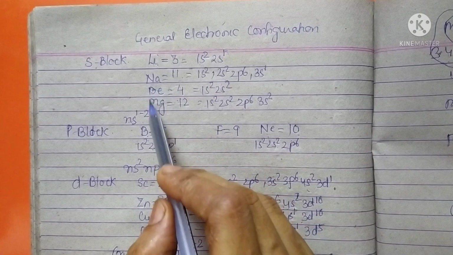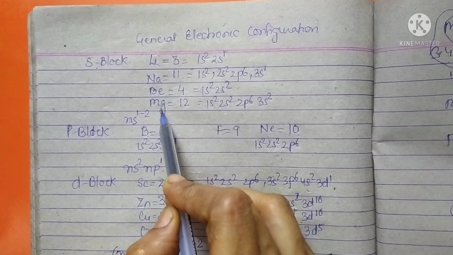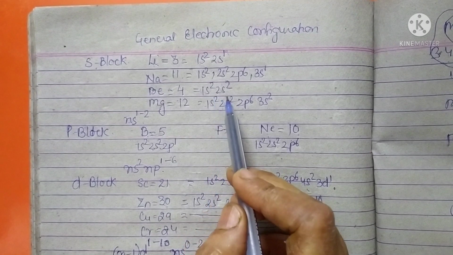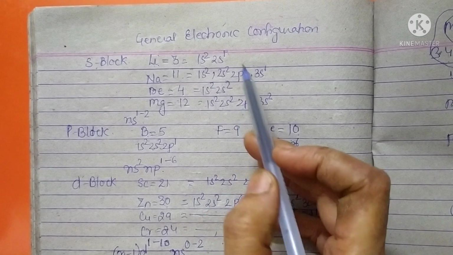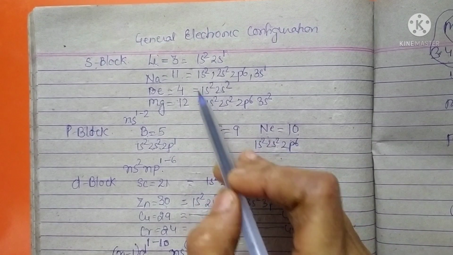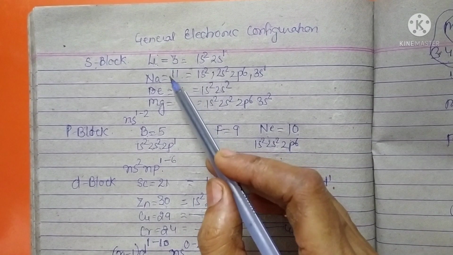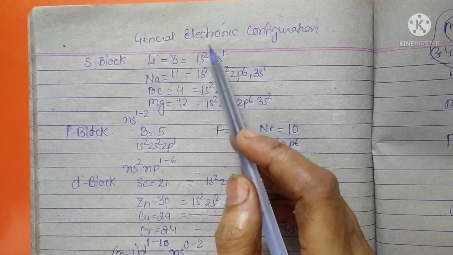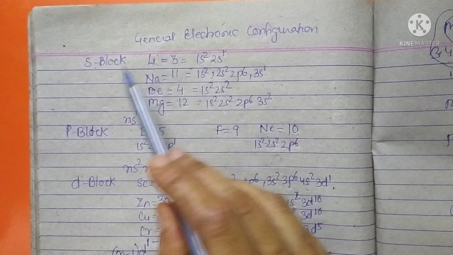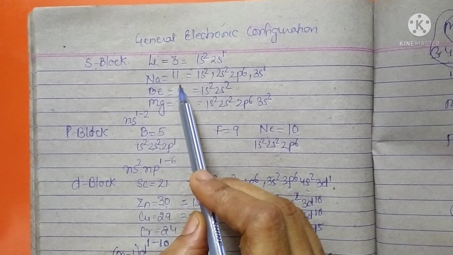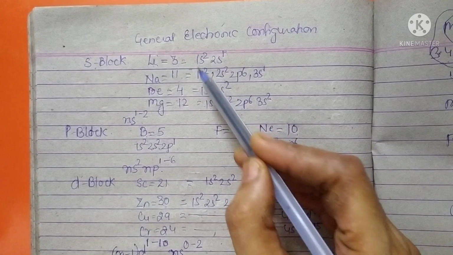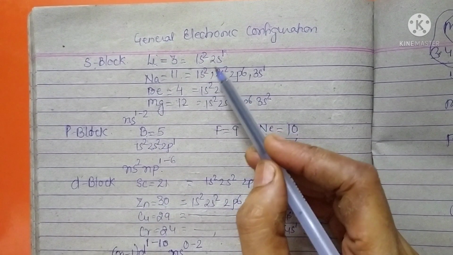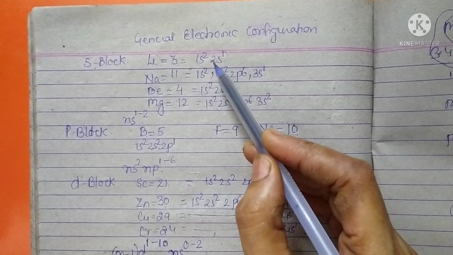Similarly, let us write the electronic configuration of beryllium and magnesium. This is the electronic configuration of beryllium and magnesium. Now, on looking at the electronic configuration of alkali metals and alkaline earth metals, we can find out how to write the general electronic configuration of s block elements. In the outermost shell, it is the value of n.